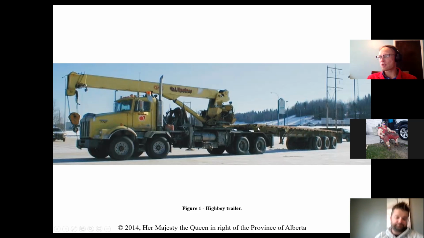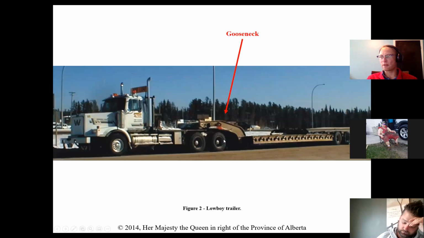Here is a pretty basic setup of a trailer. You'll see a high boy trailer hauling cargo, some big picker on it so that it can load and unload itself. Fairly simple. Low boy trailer with a gooseneck. These are just terms that you'll hear around the shop. They haul different things. That's the idea behind this.